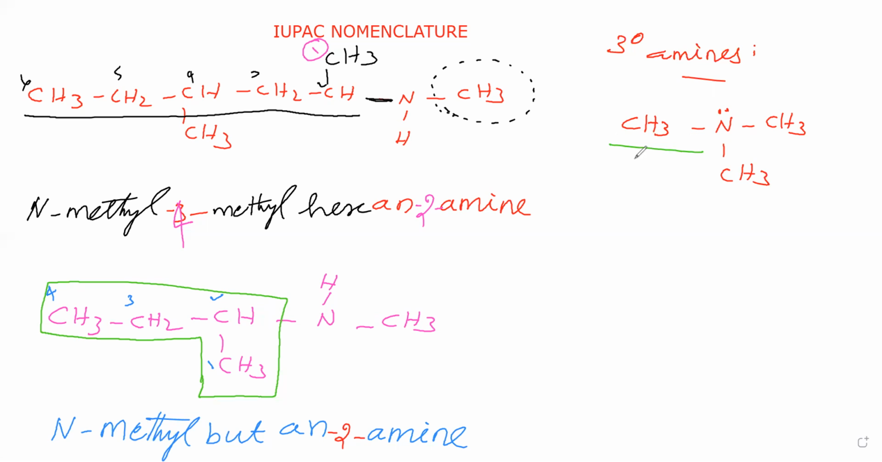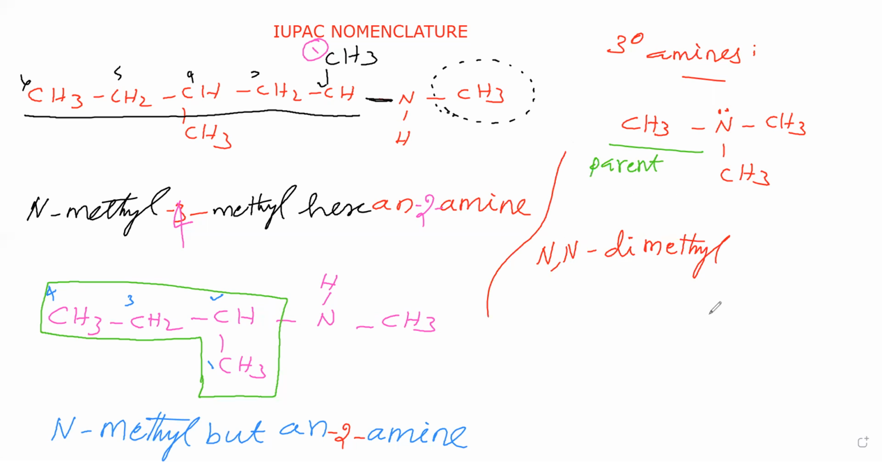Now one alkyl group you select as a parent. Suppose you are selecting this as a parent. Then the remaining we take as branches. This is methyl, and this is methyl. Therefore dimethyl. These methyls are attached directly to N. Okay, so like this we have written.